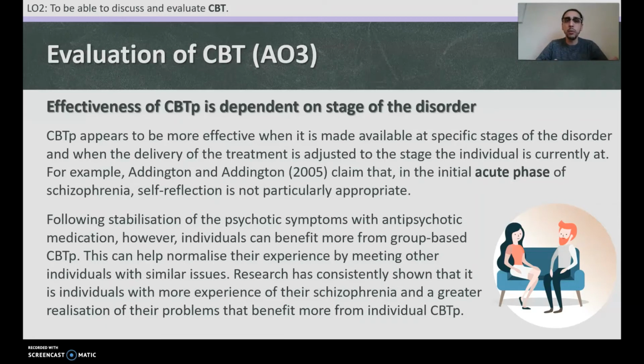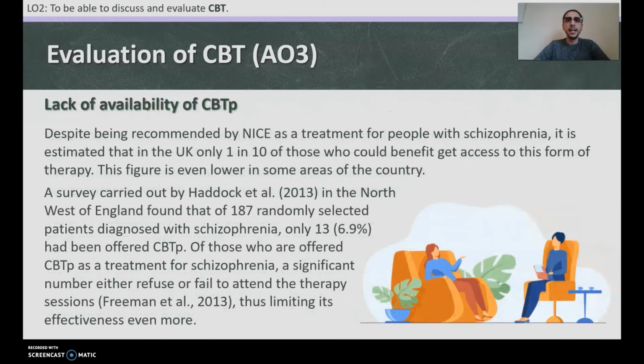So, is this a strength or a weakness? It's a bit of both. I would say it's more of a weakness because it's saying that it's not appropriate in all cases. Lack of availability of CBTp.